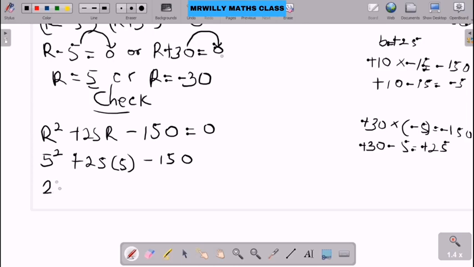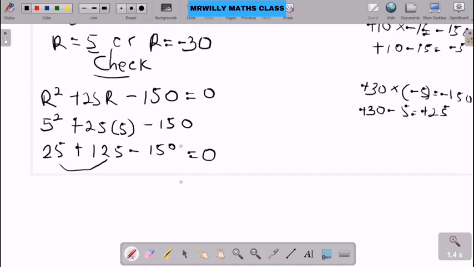So 5 times 5, squared, is 25. Then 25 times 5, that will be what? 125. 25 plus 125, that will be 150. 150 minus 150, that will be what? 0. Can you see that we arrive at 0? That means that r equals 5 is true.